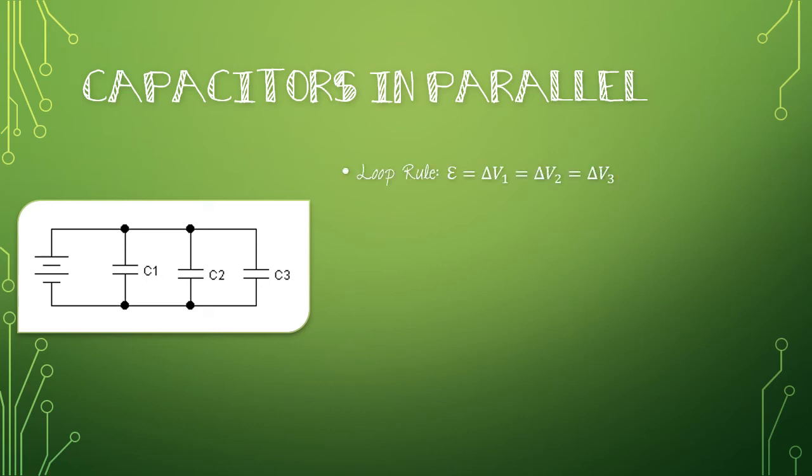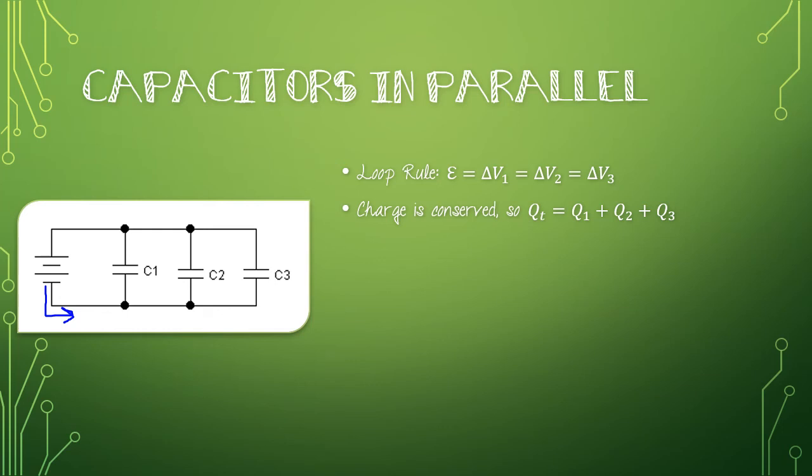And therefore, the EMF of the battery has to be equal to the potential difference across each of these capacitors. We also know that charge is conserved. So the total charge in my circuit has to be equal to Q1 plus Q2 plus Q3. Let's think about that. I'll focus on electrons this time, which would come out the negative side of the battery and go around the circuit in this way.